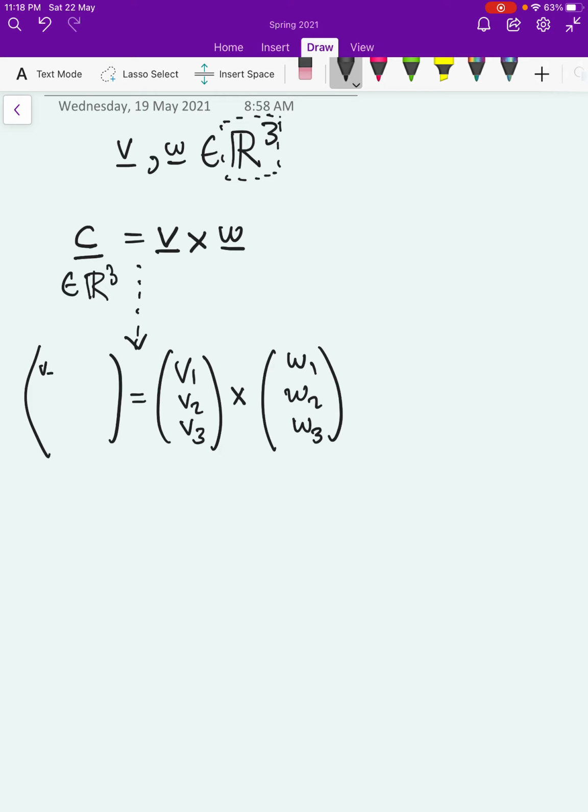So it's just going to be v2 w3 minus w2 v3, and then it's going to be minus v1 w3 minus w1 v3, and lastly we're going to have v1 w2 minus w1 v2. So that's essentially the formula.